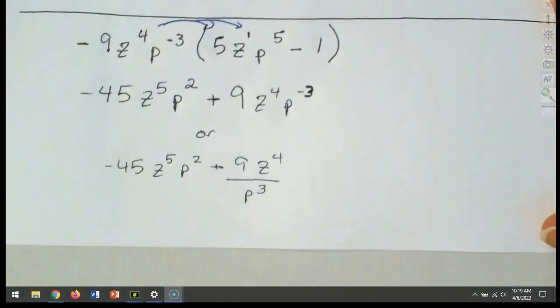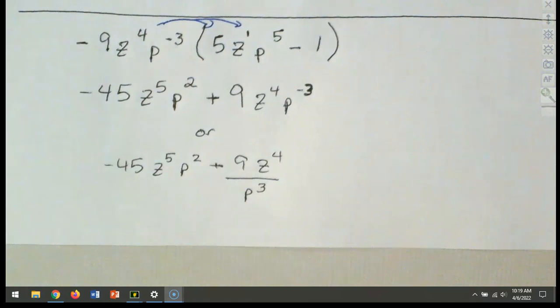Let's go ahead now and take a short break. When we come back, we're going to talk about foiling. So we're going to learn how to FOIL these polynomials together, and then we'll learn also how to multiply things that are too big to FOIL. So let's take about a 10-minute break, and let's be back here about 10:30.